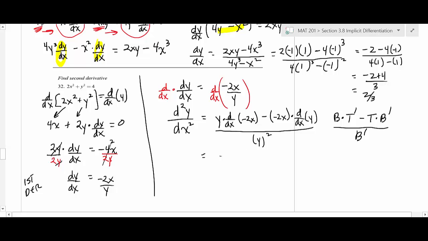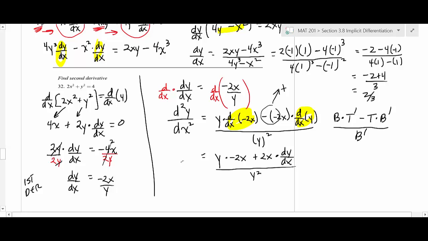So this is going to be y. What's this derivative? Negative 2. Variables match, so that's just a negative 2. It looks like we have a minus minus there, so that's going to be plus. And then how about this? What do you write there? dy over dx. That's all you can do. The derivative of y is 1, but then the variables don't match, so that's dy over dx. And then this whole thing is over y squared.